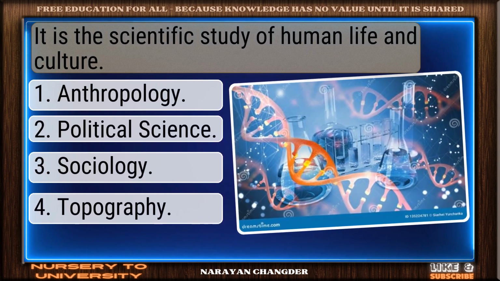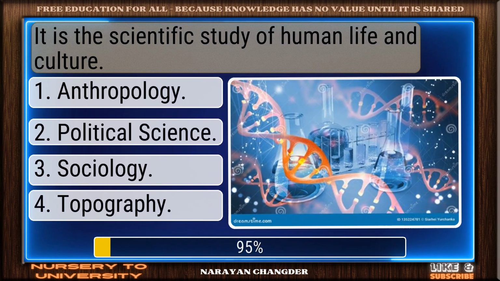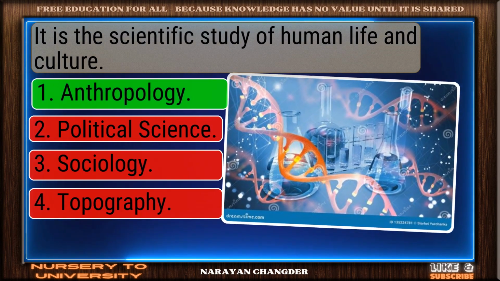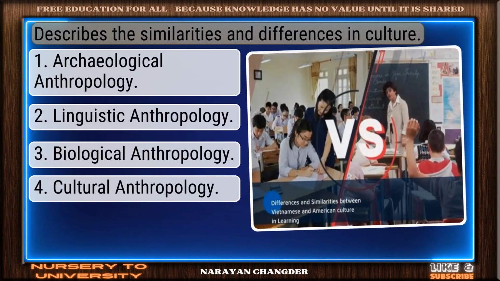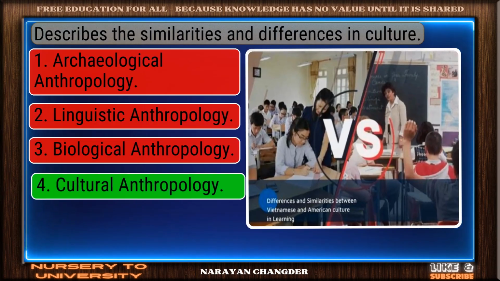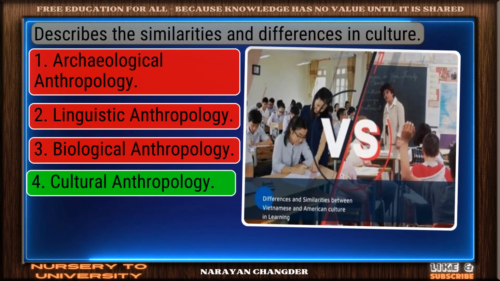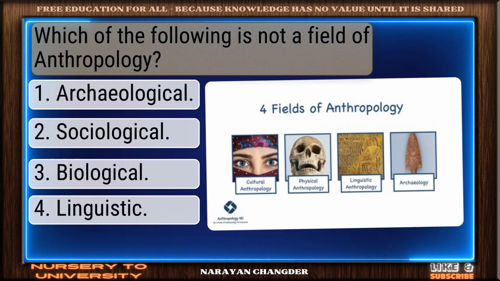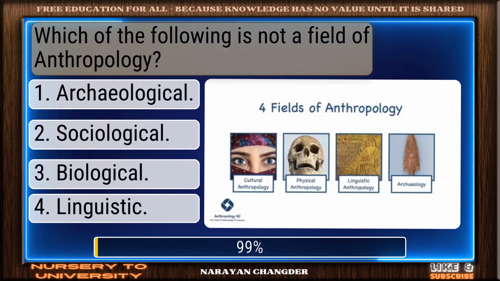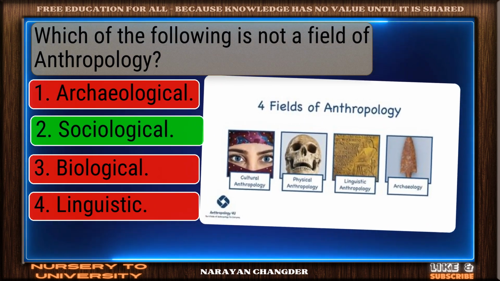It is the scientific study of human life and culture. Smart move. Anthropology is an accurate answer. Describes the similarities and differences in culture. Perfect. Cultural anthropology is the correct choice. Which of the following is not a field of anthropology? Sharp thinking. Sociological is the right choice.